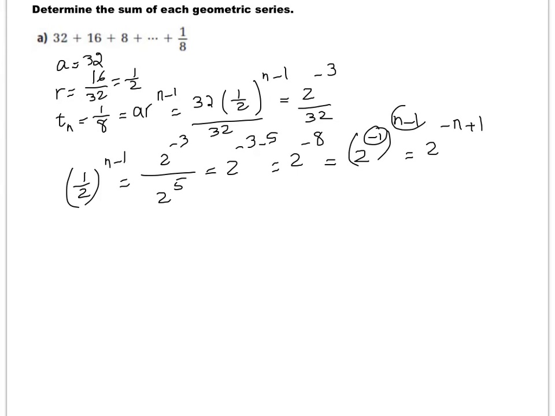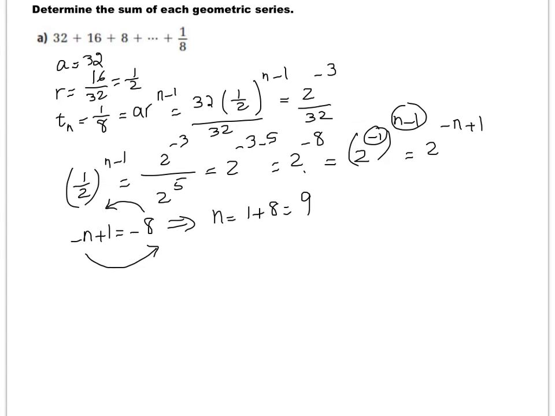You multiply the exponents. Now since we have an equality between two powers with the same base, it means that the exponents have to be equal. So negative n plus 1 has to be equal to negative 8. I move negative n to the right and negative 8 to the left. I get n is 1 plus 8, which is going to be 9. So now we know how many terms we are dealing with.